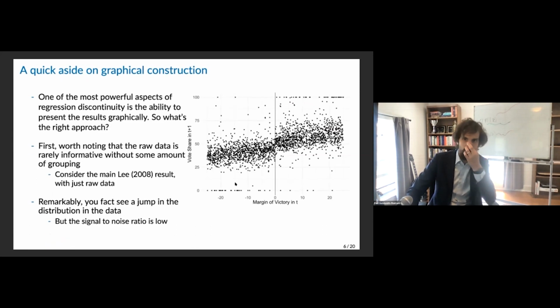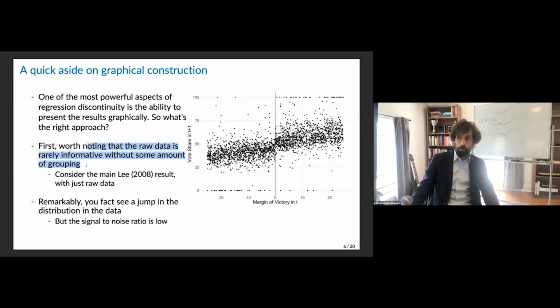So let's talk about that very quickly, because this is very innocuous in some ways, but ends up being one of these really awkwardly important aspects of how you present your data. One of the best things about RD is how graphical it is, at least for me personally. I think for a lot of folks, they find it very transparent and it's easy to see what's going on. And so the question is, what's the right approach to presenting these things graphically?